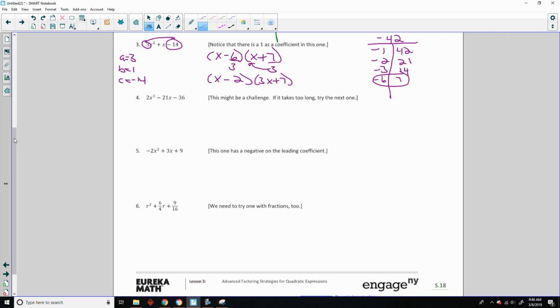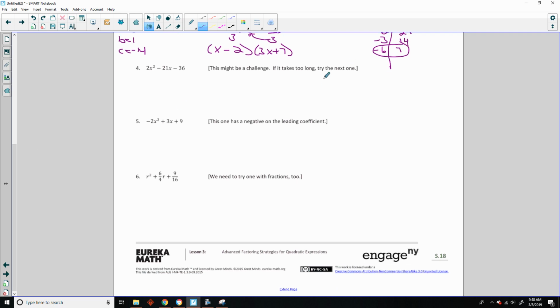Number 4. A equals 2. B equals negative 21. C equals negative 36. I'm looking for factors of a times c, so I'm looking for factors of negative 72. The middle term is negative, so my smaller number is going to be positive and the bigger number is going to be negative.